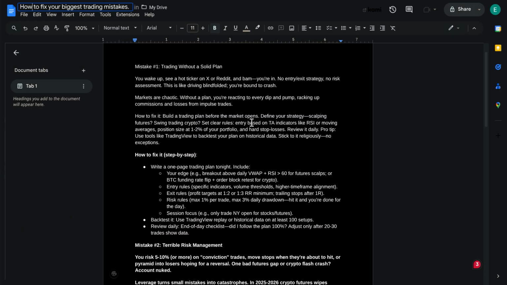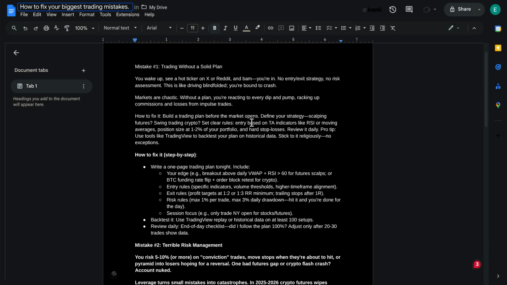And how to fix this step by step: write a one-page trading plan tonight. Include your edge, whatever that may be. Use entry rules, exit rules, and risk rules. You may want to focus on sessions. For me, I trade New York session and Asia session. And once you create this plan, backtest it using TradingView Replay or FX Replay, like I mentioned, and review this daily.